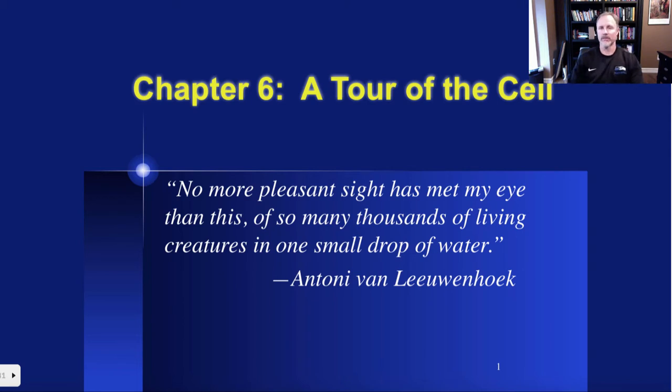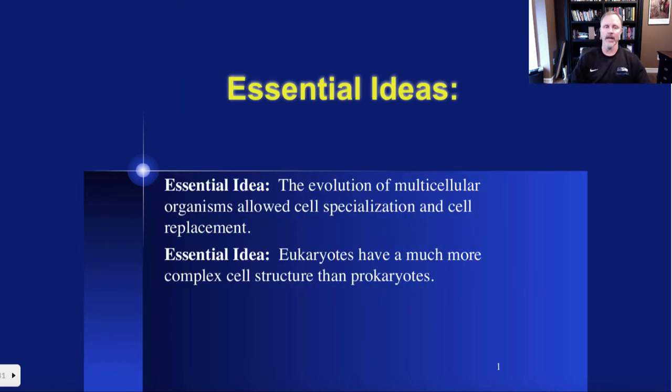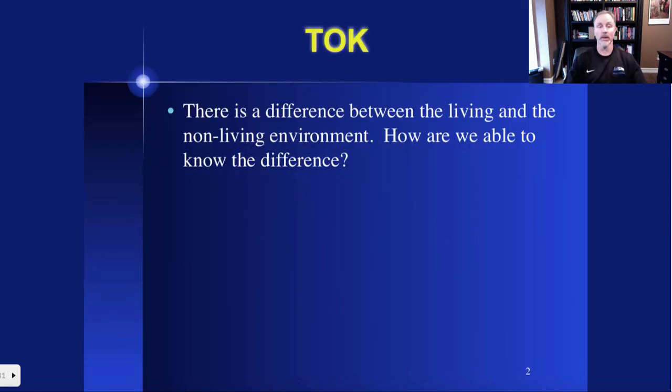And that was what got the whole idea of microscopy and microbiology going: when Van Leeuwenhoek, who was largely considered to be the father of the microscope, invented a way to look at things that aren't visible with the unaided eye. Okay, so some of the essential ideas in this topic are that the evolution of multicellular organisms allowed cell specialization and cell replacement, and eukaryotes have much more complex cell structure than prokaryotes.